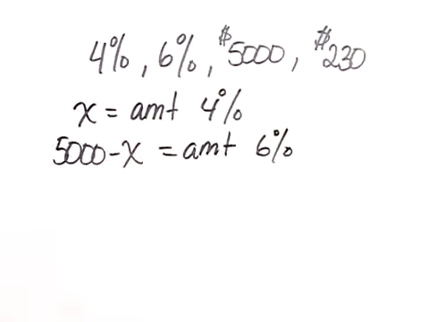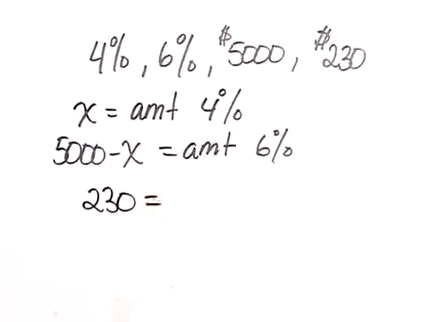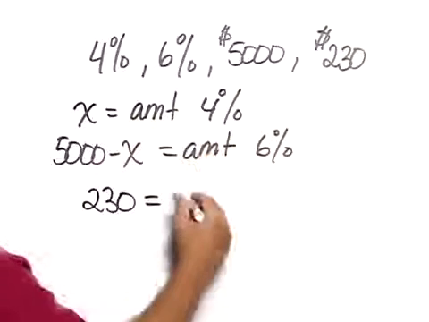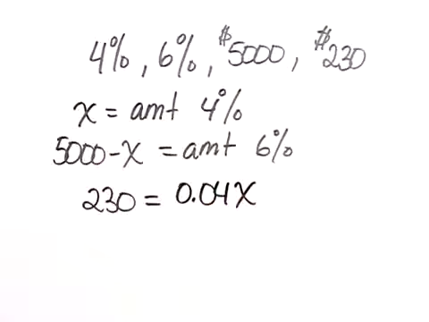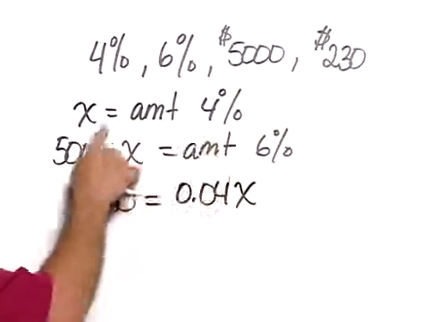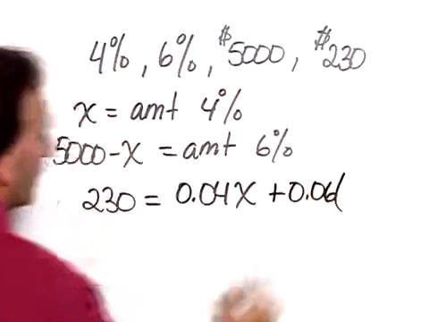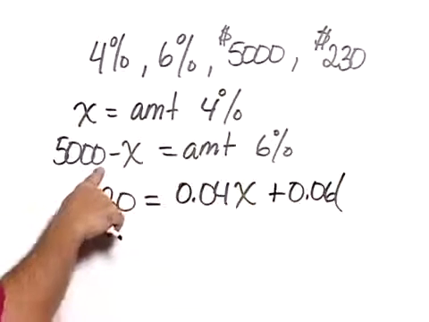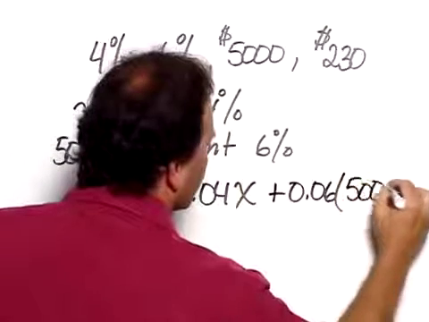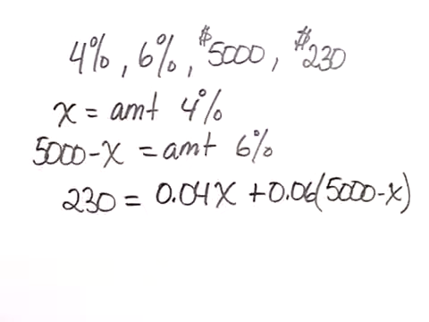And so now we can set up an equation which says that the total amount of interest, $230, must be equal to the interest accumulated by the loan at 4%, or in other words, 0.04x, since that's the amount of interest at 4% on x dollars. Add to that the interest accumulated at 6% on the 5,000 minus x, which is the second loan. So we need to solve that equation.